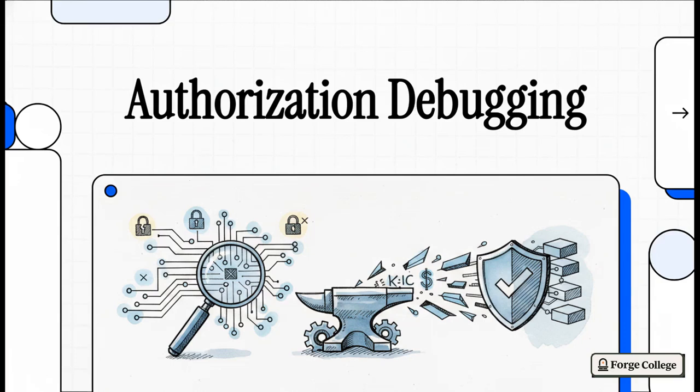Welcome, everyone. Today's explainer, brought to you by Forge College, is all about rolling up our sleeves and tackling a super vital part of the smart contract security audit capstone. Specifically, we're diving deep into practical authorization debugging and flaw identification.